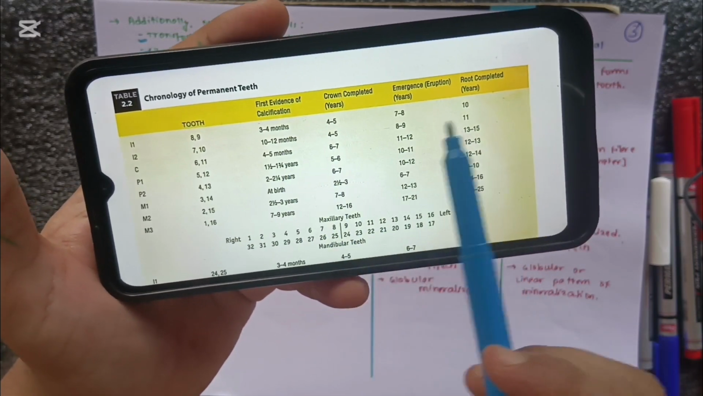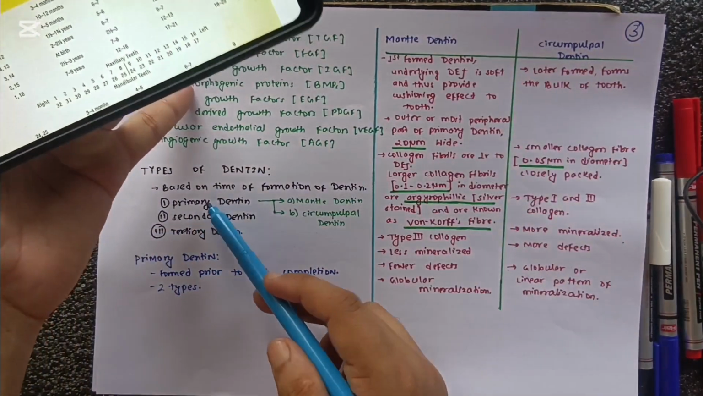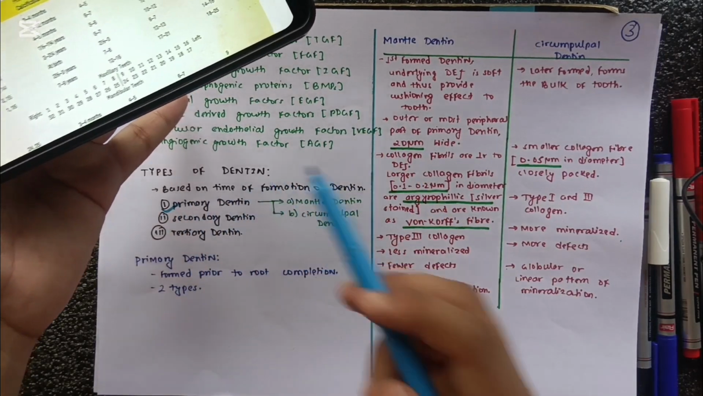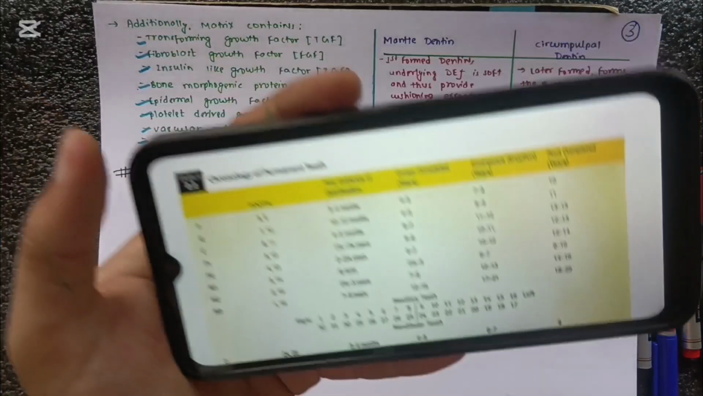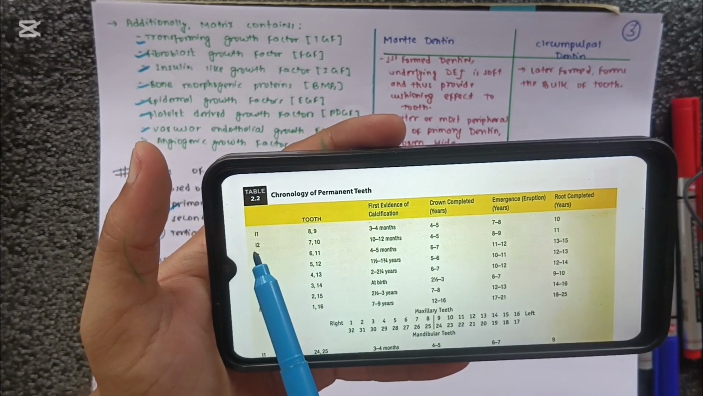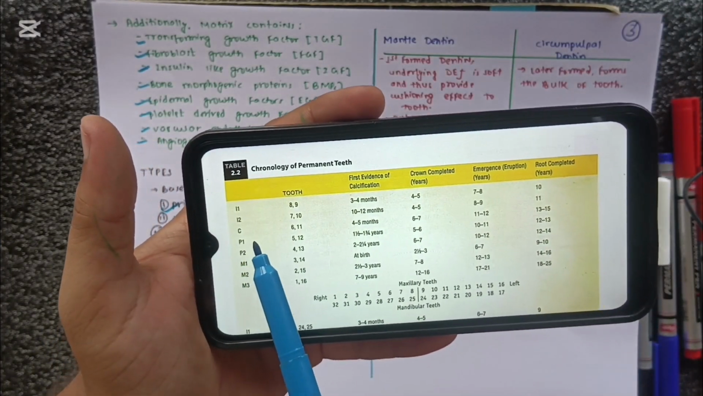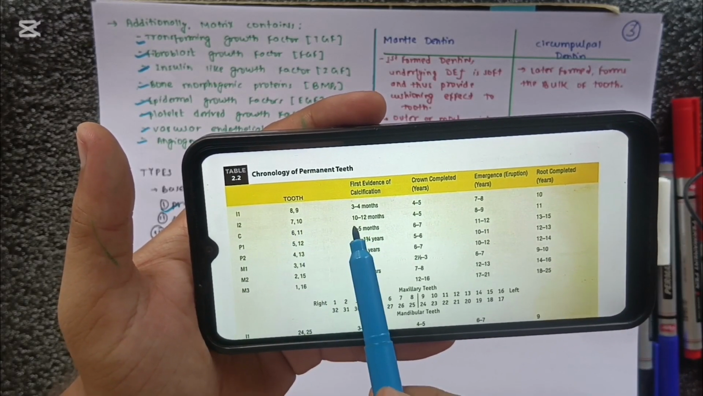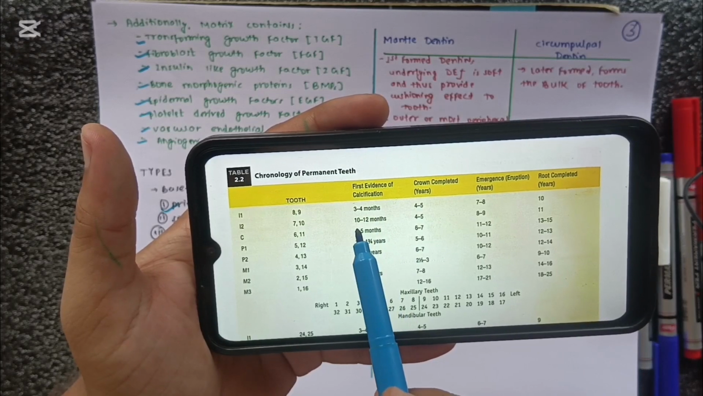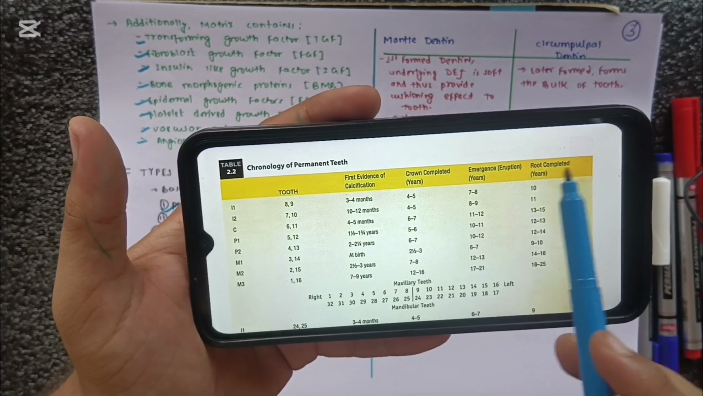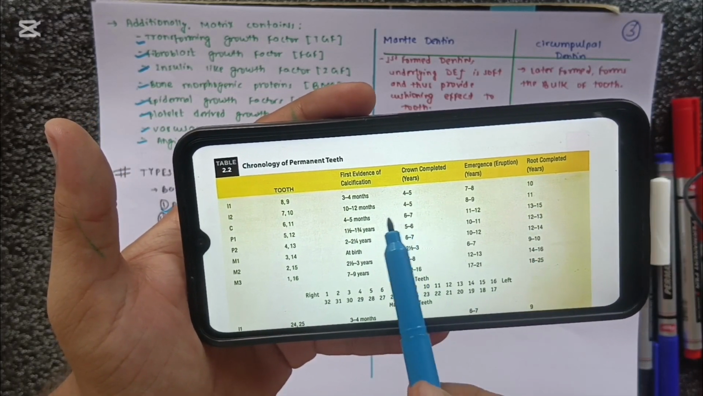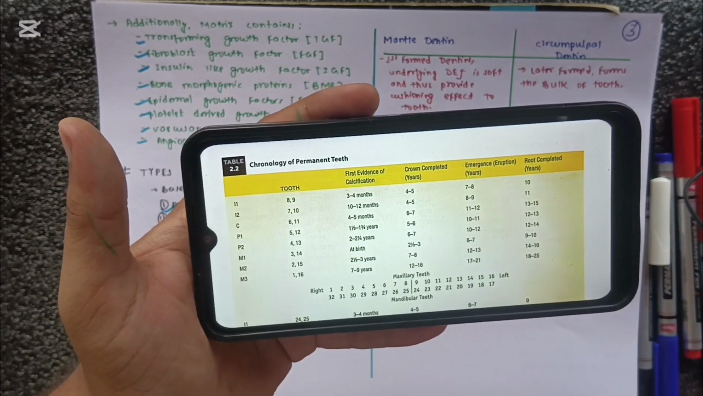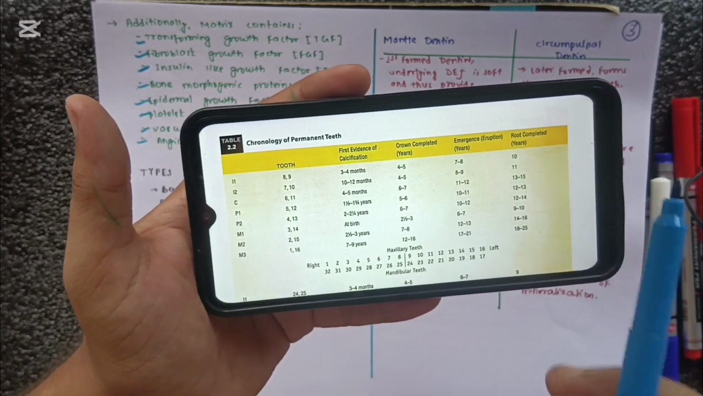So in this time duration, if there is a formation of the dentin, then that dentin is called primary dentin. I want to clear your concepts, so I have shown you this picture. Similarly, if you can see this I2, that is a lateral incisor, the first evidence of calcification is present in 10 to 12 months, but root completion is at 11 years. So in the time duration between these, if there is formation of any kind of dentin, then it is a primary dentin.